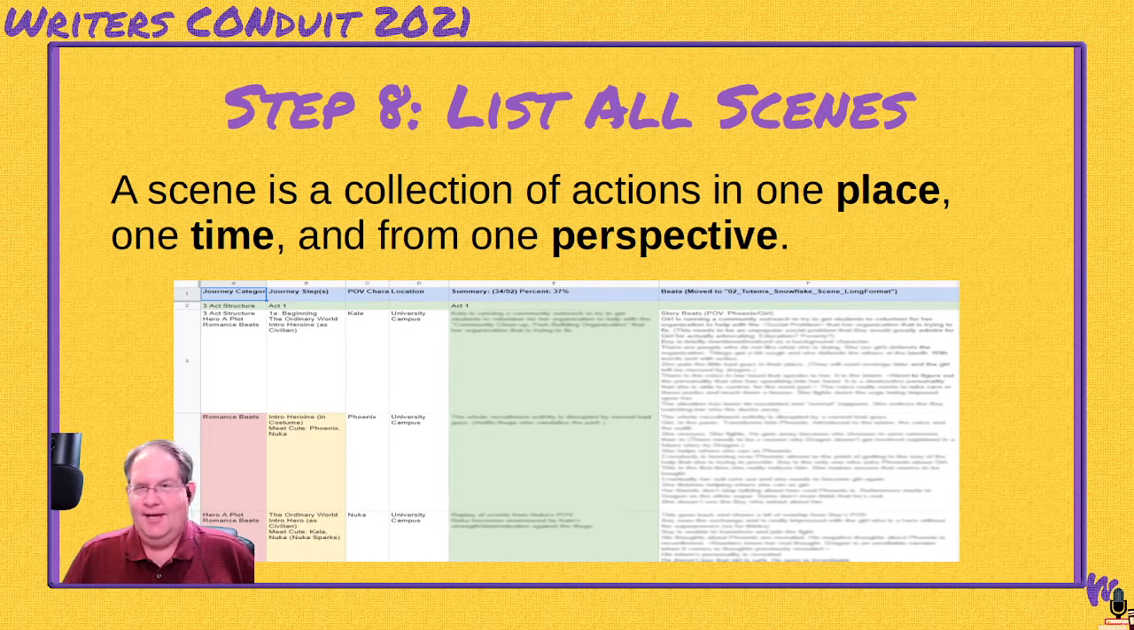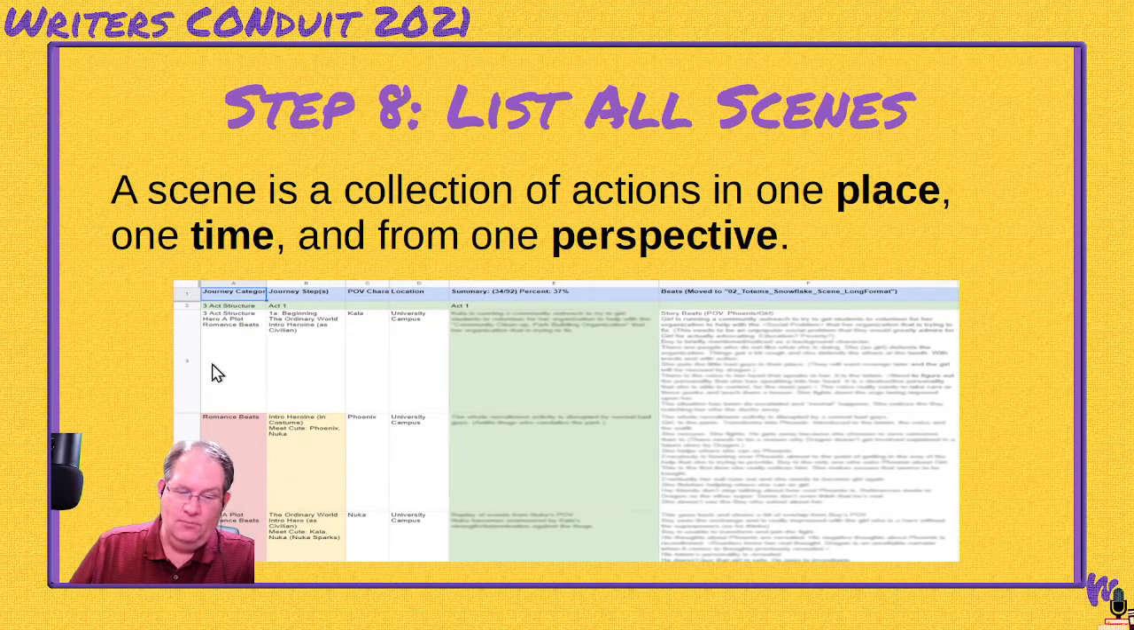Step 8, again, the spreadsheet. This is a list of all of your scenes. Now, a scene is a collection of actions in one place, one time, and from one perspective. One place means you're in a room, or you're on a spaceship, you're just doing one thing, and if any of these 3 things change, you've then started another scene. And this is where I start filling out my information.